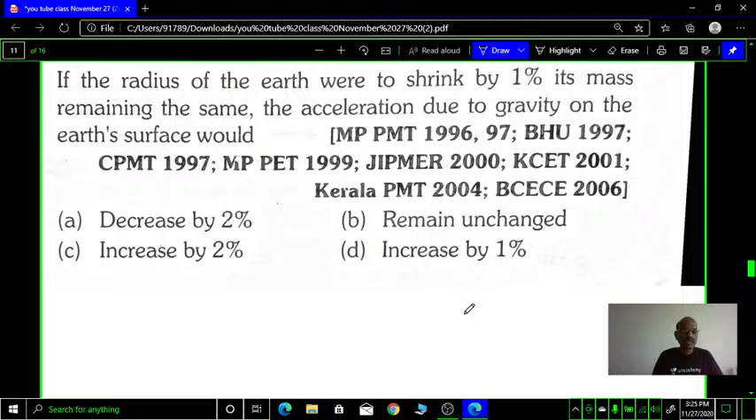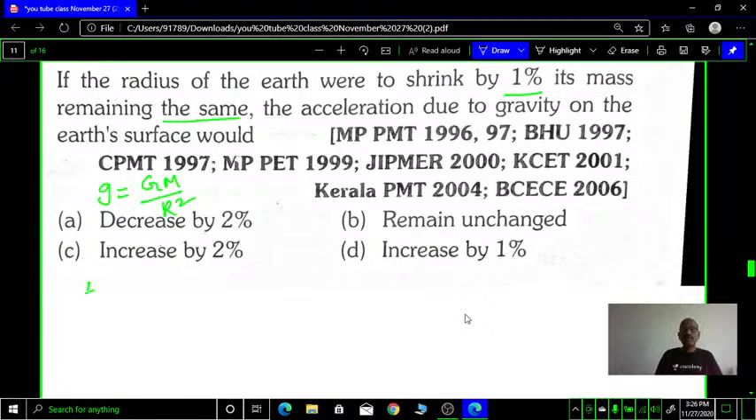The radius of the earth shrinks by 1%, its mass remaining the same. The acceleration due to gravity on the earth's surface would be, we know small g equals GM by R square. Now here the mass remains the same, and the radius of the earth shrinks by 1%.